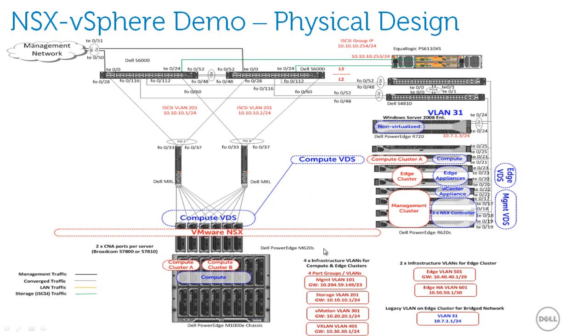A few infrastructure VLANs are still needed for management, storage, vMotion, VXLAN or transport, and edge traffic. The gateway for these infrastructure VLANs can be provided via VRP or proxy ARP in order to achieve gateway redundancy or high availability. In this setup, the gateways are implemented on the Dell S6000 spine switches via proxy ARP.